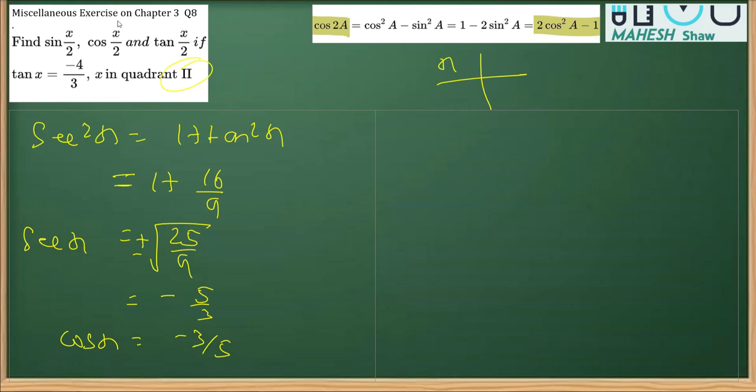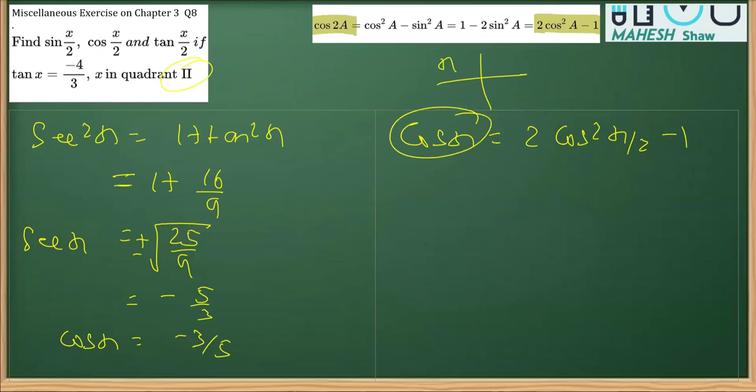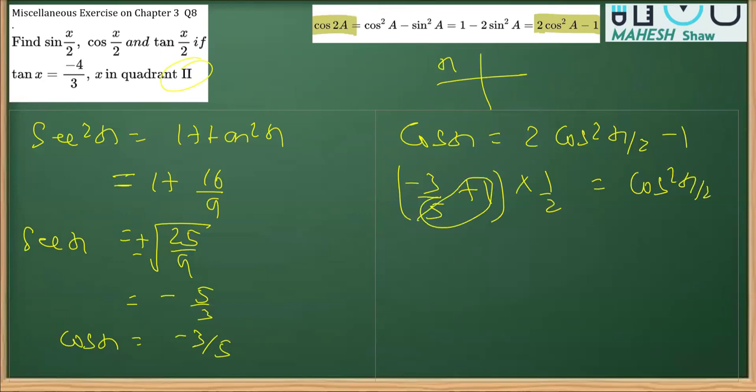Now, once we got this cos, we are going to apply this identity to obtain cos x by 2. So based on this, we have cos x equal to 2 times cos square x by 2 minus 1. Replacing cos x with minus 3 by 5, and transposing the minus 1 to the left, it becomes plus 1. And whatever it comes, that divided by 2 should be equal to cos squared x by 2. If I take LCM, this is 5 minus 3 over 5, that is 2 over 5, into 1 over 2. Further, this gets canceled, and this is the value of cos square x by 2, which is 1 by 5.